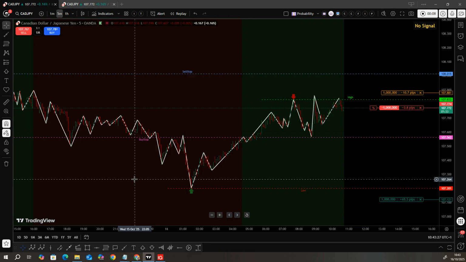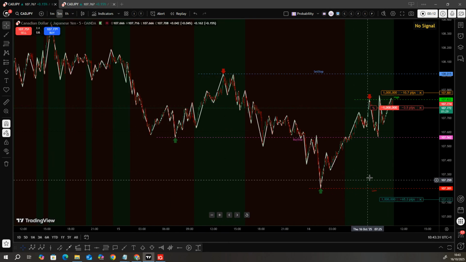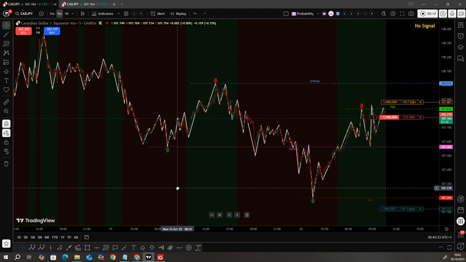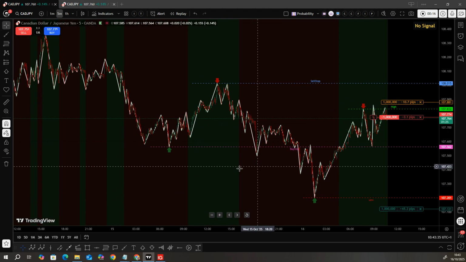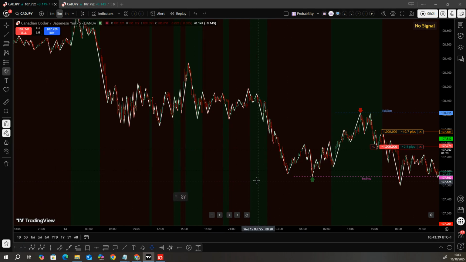We have the Canadian dollar Japanese yen today. I have identified the highs and the lows. Not all these zigzag highs and lows. There's a certain criteria that has to be met before we can consider a high to be a high.